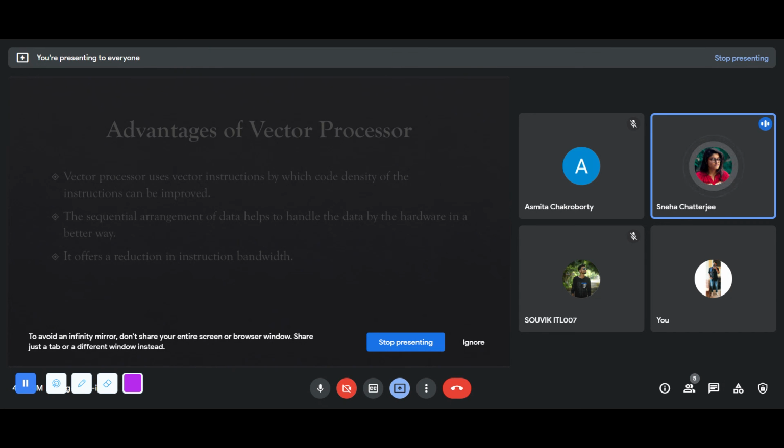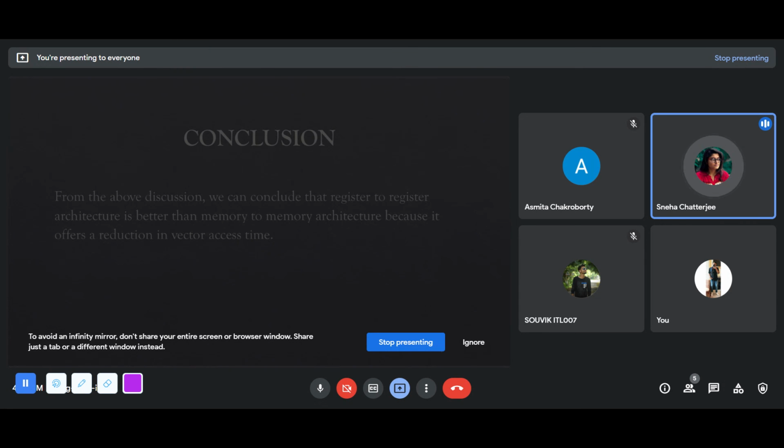Let me conclude this presentation. From the above discussion, we can conclude that register to register architecture is better than memory to memory architecture because it offers a reduction in vector access time.